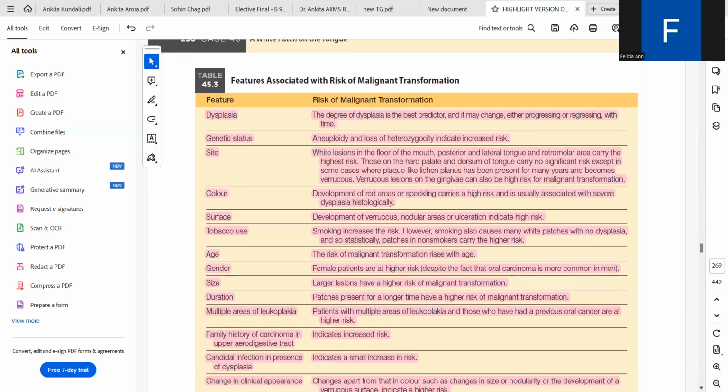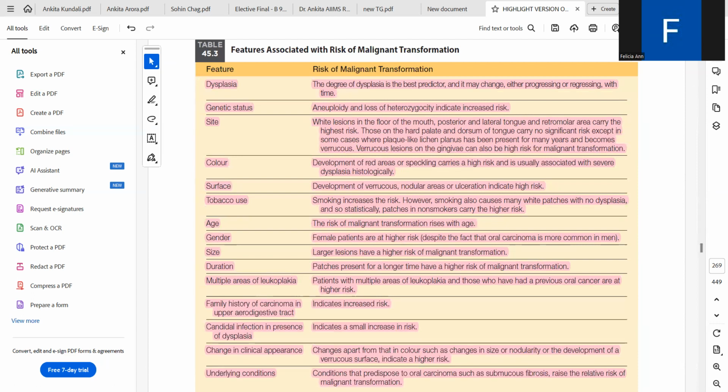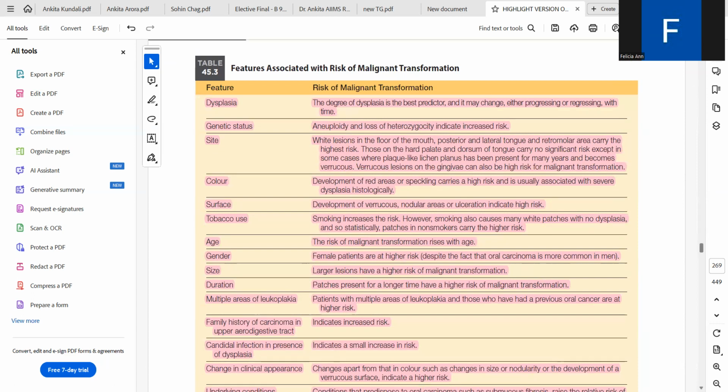I mean, if carcinoma in situ is superficial, the degree of metastasis or the degree of cellular changes is less. But let us read the features associated with risk of malignant transformation. First is dysplasia. The degree of dysplasia, which will be given by the pathologists who are expert in reading the cells, will be the best predictor and may change, either progressing or regressing with time. Genetic status: aneuploidy and loss of heterozygosity indicate increased risk.